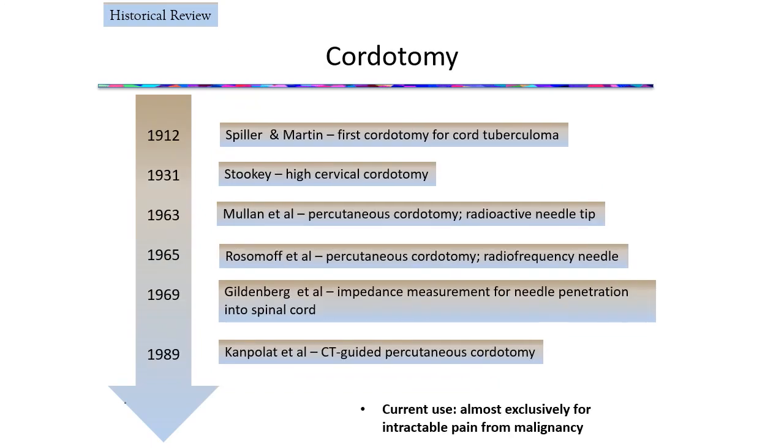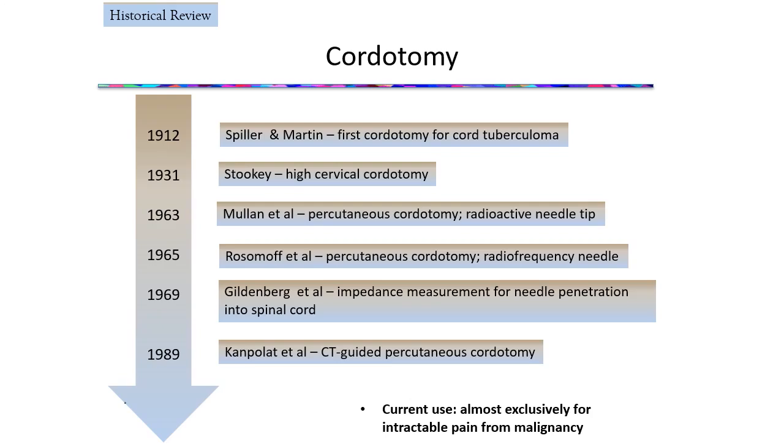By the end of the 19th century, the work of several anatomists and surgeons had led to the appreciation that the anterior and lateral columns of the spinal cord transmit contralateral pain impulses. In 1912, Martin, at the instigation of Spiller, performed the first cordotomy in another patient with a tuberculoma of the cord. The short and long-term results were encouraging and established the technique for treating intractable pain.